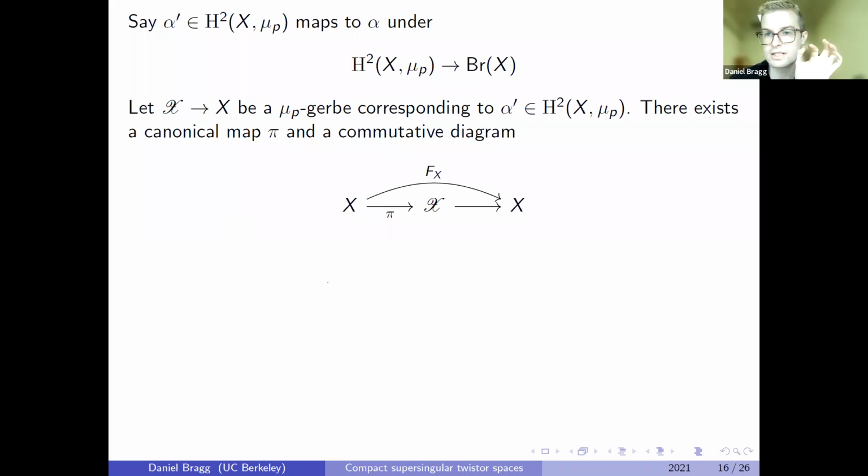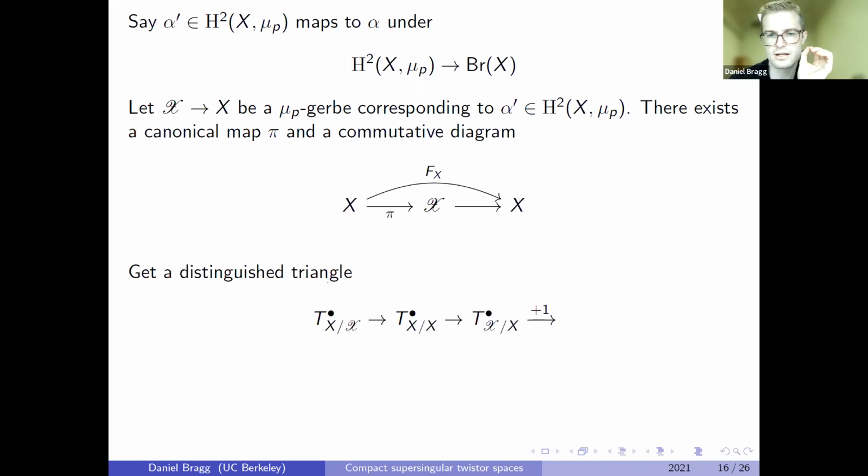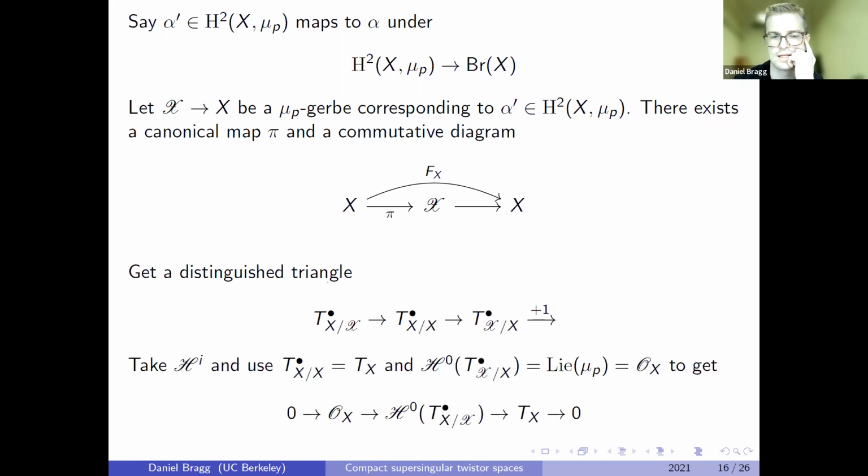And now from this diagram, you can produce a restricted Picard algebroid as follows. You take the distinguished triangle of tangent complexes associated to this commutative diagram. If you look at this sequence of tangent complexes and take H0, what falls out is a restricted Picard algebroid.